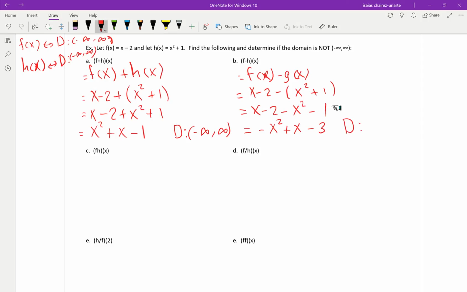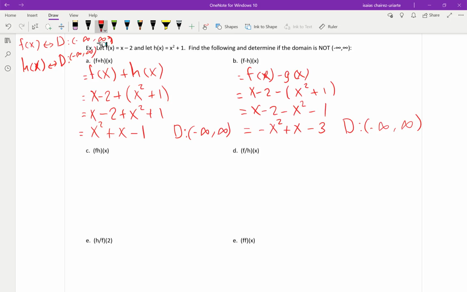What's the domain of this one? Well, it's similar to the previous one. It's just going to be the intersection, the overlap of the domains of the original functions that you started with. And well, the domains are negative infinity to positive infinity, negative infinity to positive infinity. So then the overlap is going to be the same, negative infinity to positive infinity. Okay, so hopefully so far so good.